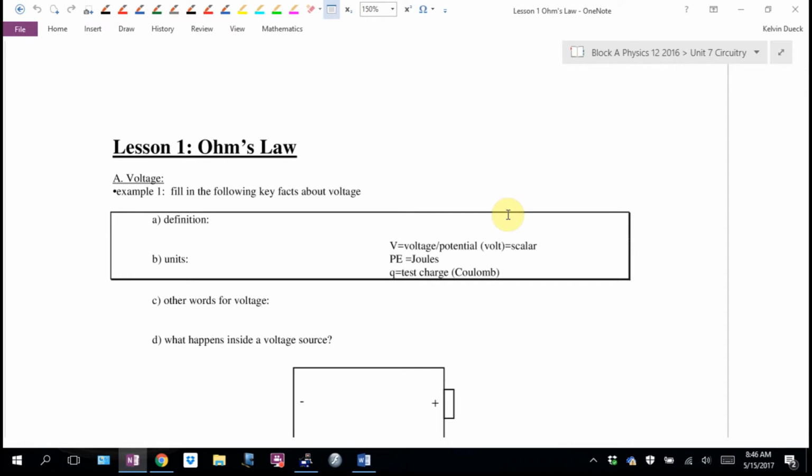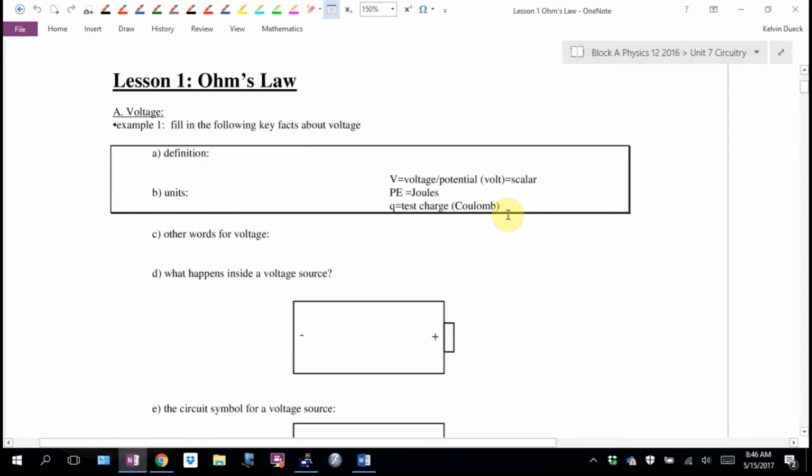So, circuitry. I always enjoyed teaching this one. I enjoy solving circuit puzzles. I find them almost addictive as little puzzles to solve. If you keep up with the homework in this, you're going to be great. Generally, kids find this unit pretty good.